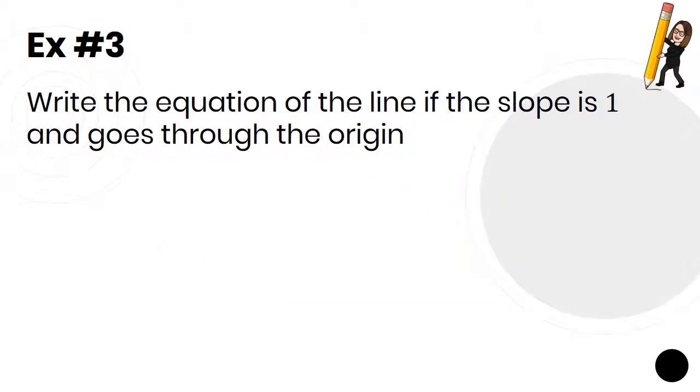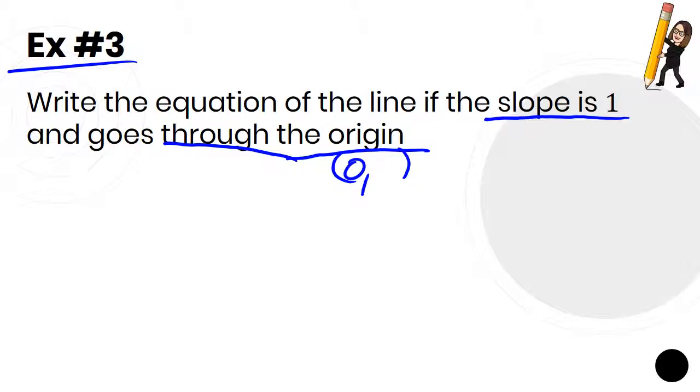EX3. Please pause to write down that the slope is 1 and you're going through the origin for example 3. All right, let's talk about the origin. What is the coordinate value of the origin? Well, we have a 0, 0. And I have an m is equal to 1. Because the x value is 0, you can use slope-intercept form.